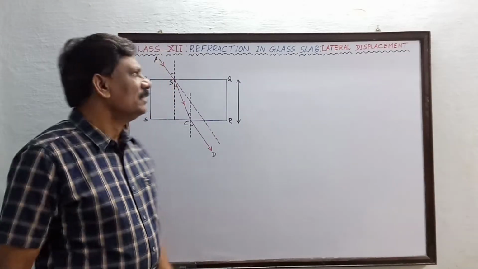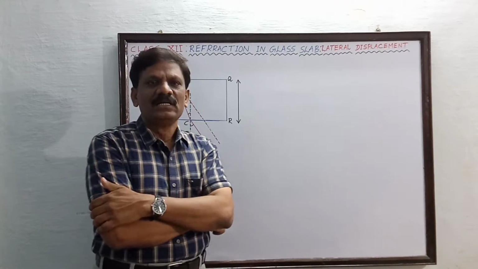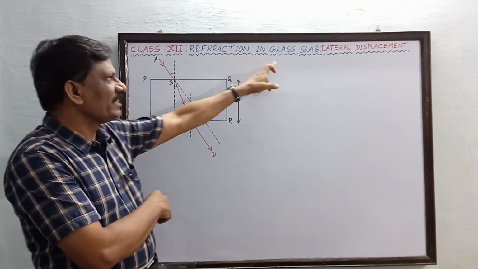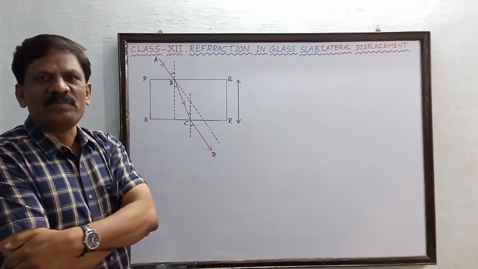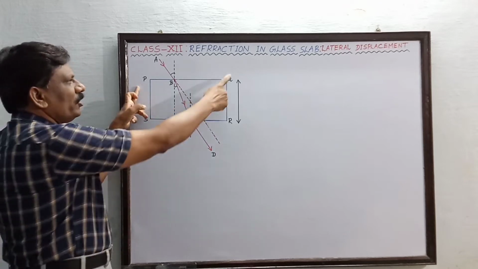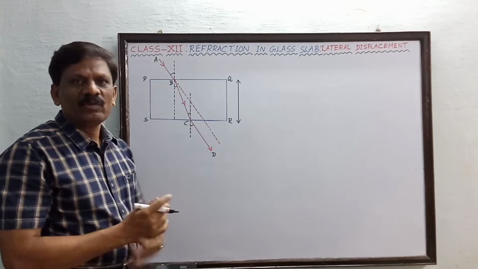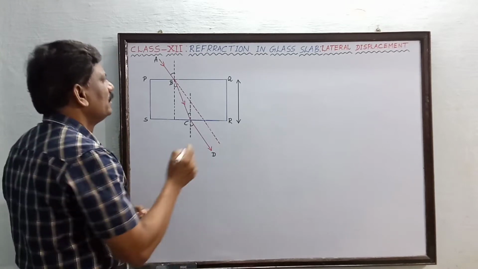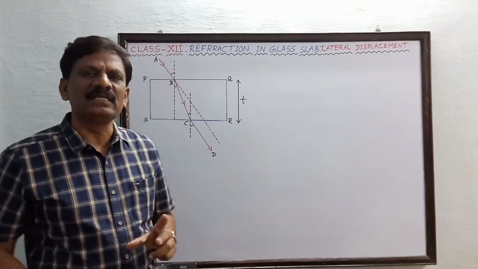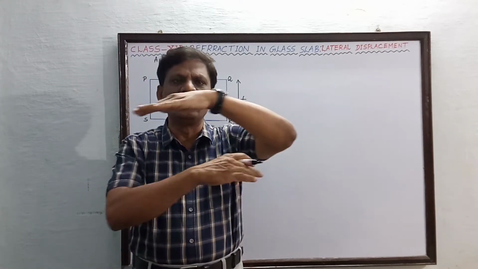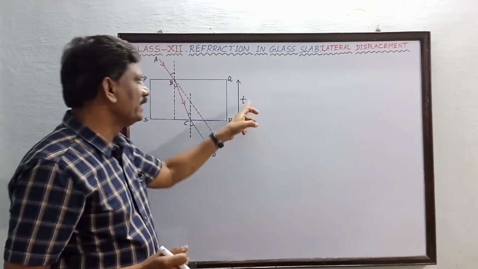Hi students, today we are going to learn the topic lateral displacement under the heading refraction in a glass slab. You can look at this picture. PQRS is a rectangular glass slab. It has a thickness T. T is the distance of separation between the two longer, parallel sides of the rectangular glass slab. So T is the thickness of the slab.